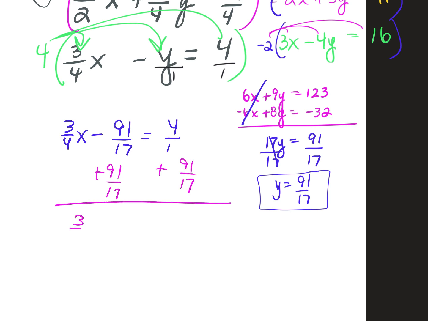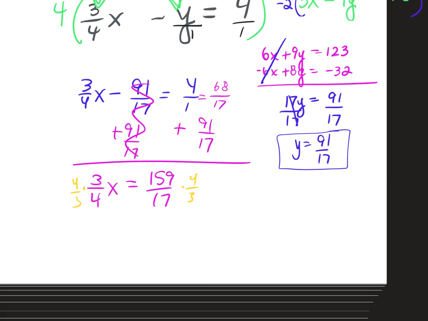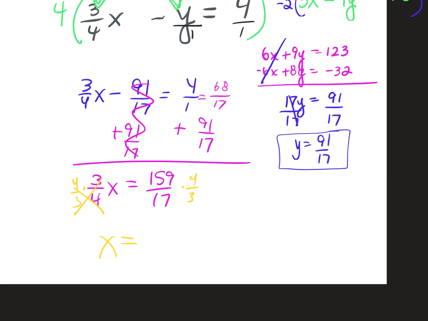Well, if you're going to add fractions, guys, what do you have to have? A common denominator, so change this to 17ths. What's 17 times 4? 68. So what's 68 plus 91? Okay, so I have 159 over 17. Now what's the last step? Multiply by 4 over 3. So multiply by 4 over 3. So x equals what?